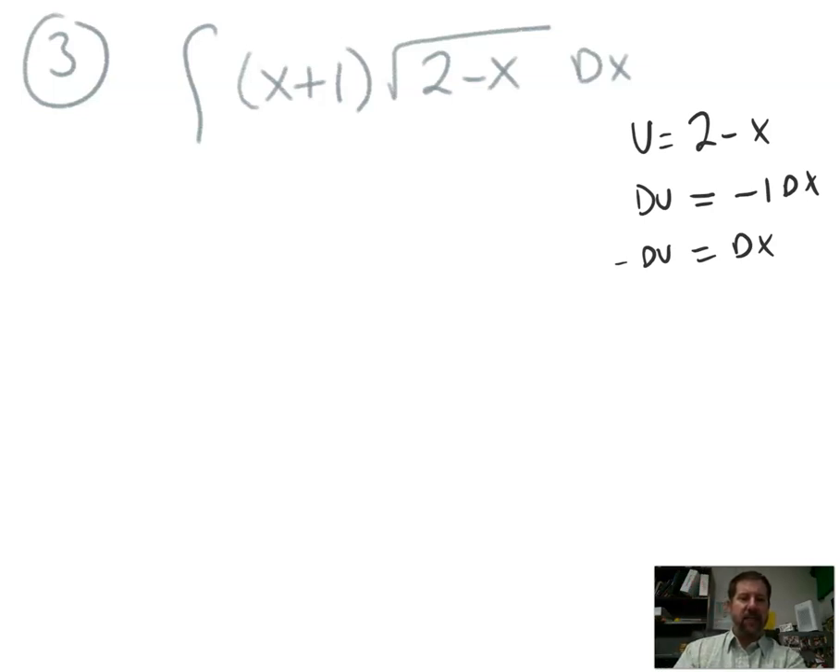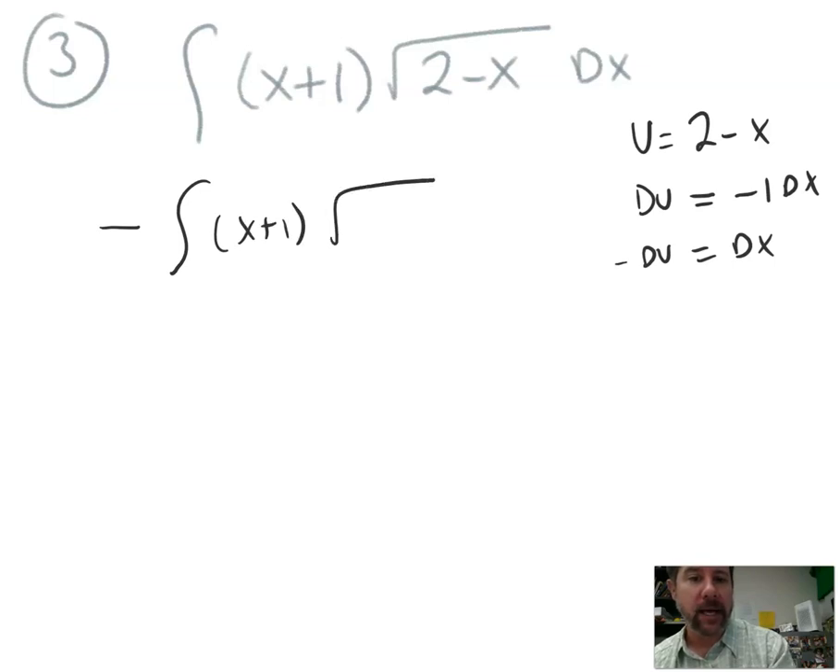The issue we're having again is with this part back here. It's got that extra x in there that I don't want. Again, I don't really want to write this as negative integral, x plus 1 times the square root of u du. Like that, the x's and u's are not a good thing. Don't do that. We got to get rid of that x plus 1. I want it in terms of u.